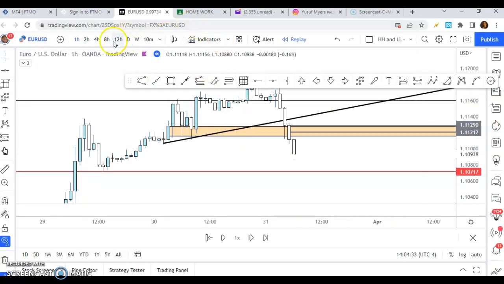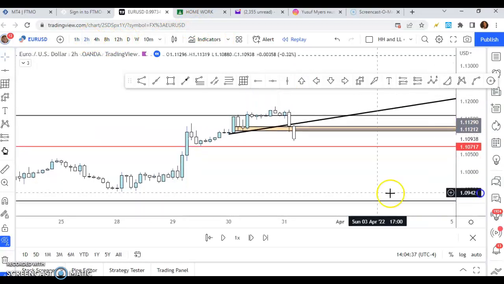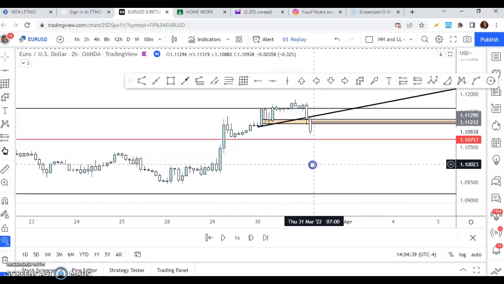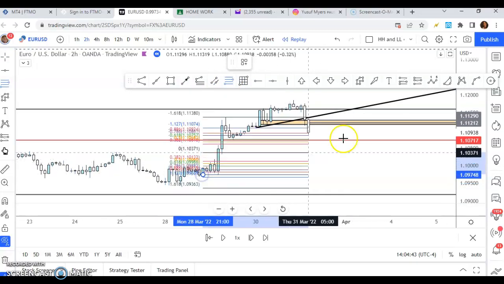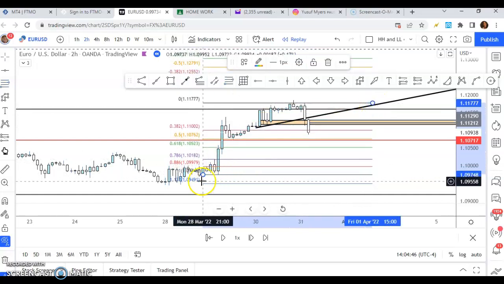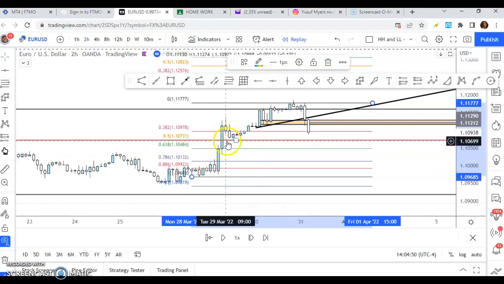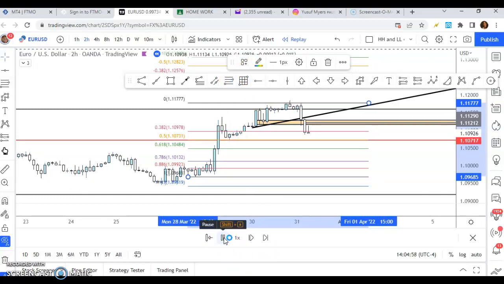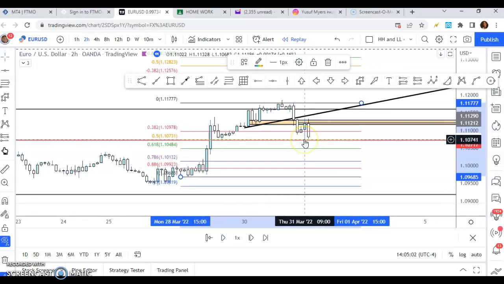Or for those who love fibs, which I am one of those people who love fibs, I can easily go back to my 2 hour time frame, look for my swing low to swing high, find where I think the market will retrace back to, and take TP there, which is the 0.5, which actually lines up with my support level that I picked up. So that's how I backtest. This is how I practice to get better. And as you can see, I took profit here.